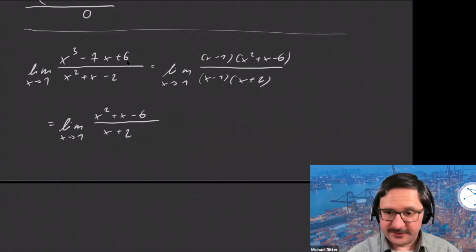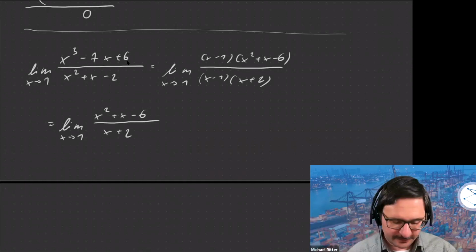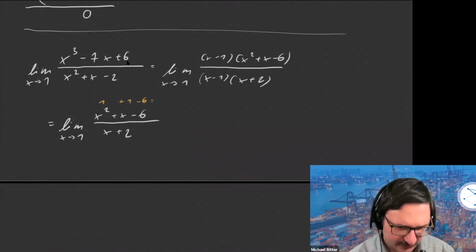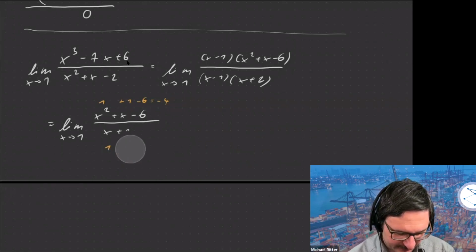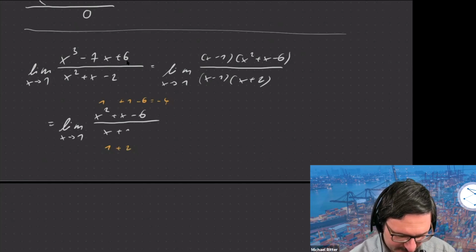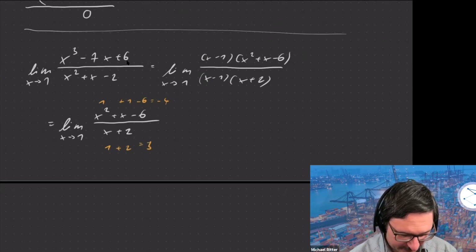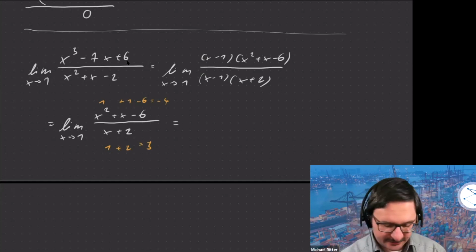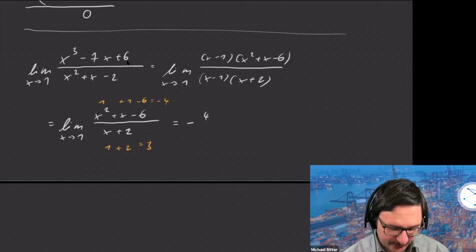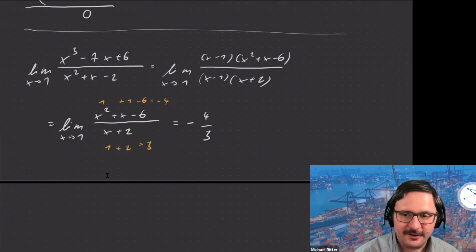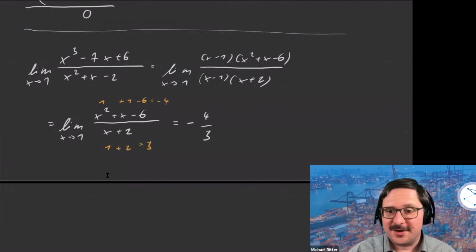And now, again, if we try to substitute x equals 1 into these two functions in the numerator and then the denominator, what we get is 1 plus 1 minus 6, so that's minus 4. And 1 plus 2, and that is 3. So altogether, we can just use these values and get our limit. So the limit is minus 4 divided by 3. And that is the first limit of this exercise sheet. Questions about this one?